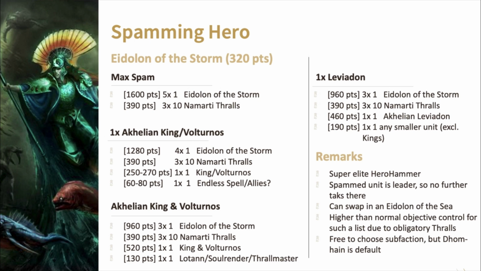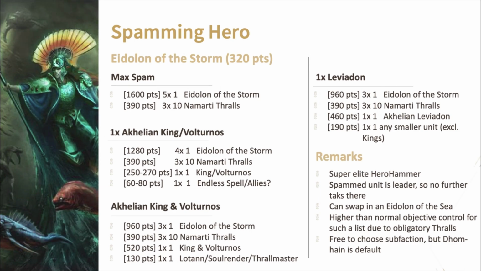And then the rest could be your Eidolons of the Storm, and that only costs you 5 extra points, which you usually have left over for some of these builds. But I wouldn't stack them necessarily. And then you have the higher than normal objective control for such a list due to the obligatory Thralls. And you're free to choose the subfaction, but Domhain for the Thralls is probably default. The Eidolons don't really benefit from any of the other subfactions.